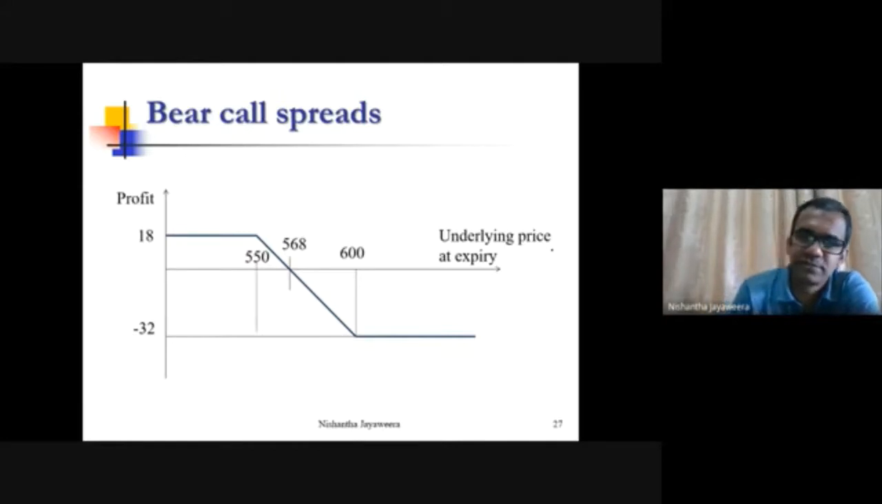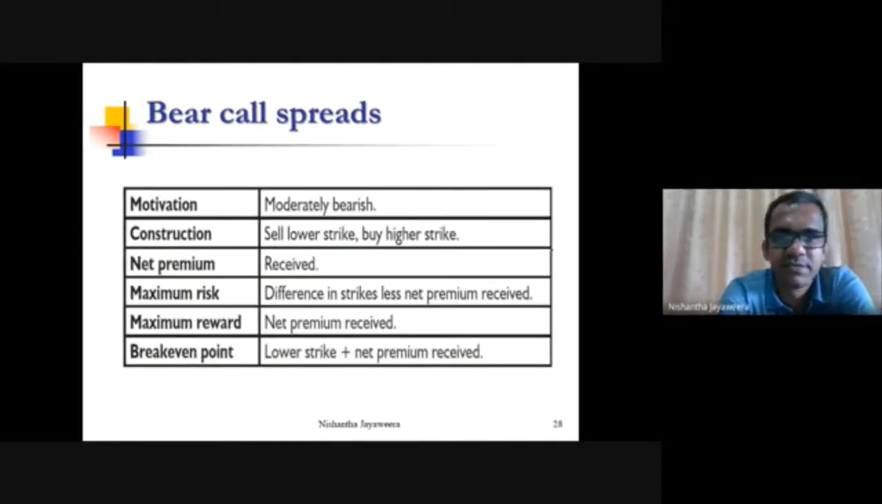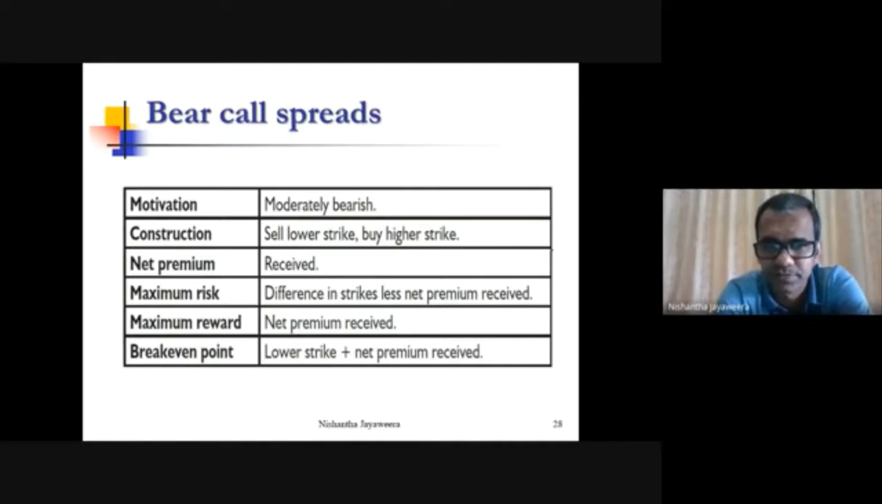So this is the summary. The motivation is moderately bearish. That means if you think the price of the underlying will go down but by a small amount, then you do this. You don't expect large drops. If you expect large drops, what do you do? You just buy the call option. That's it.